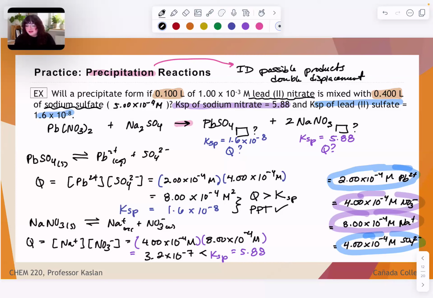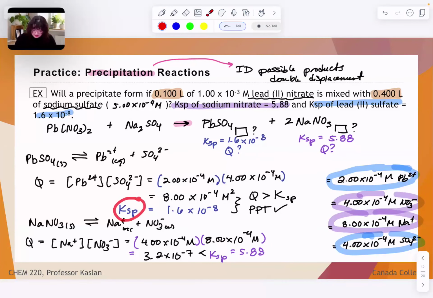In our next slide, we are going to talk about the idea of selective precipitation and how we can take advantage of the fact that different KSPs and thus different solubilities of different salts are going to allow us to separate certain ions out of solution without affecting others. So coming up next is selective precipitation. I'll see you very soon.